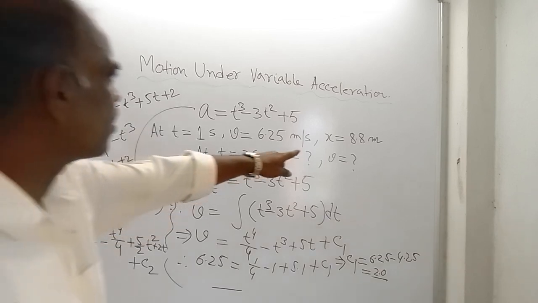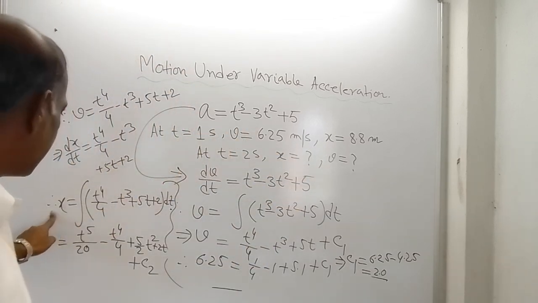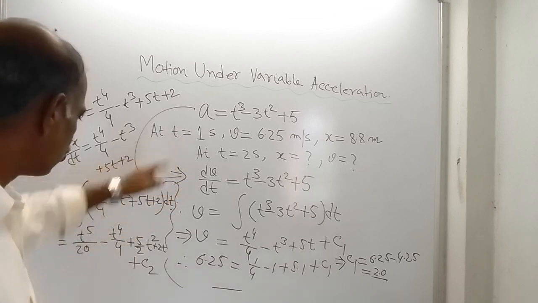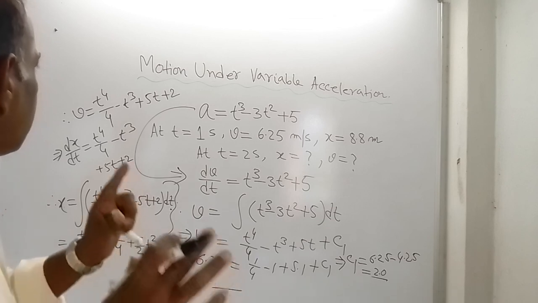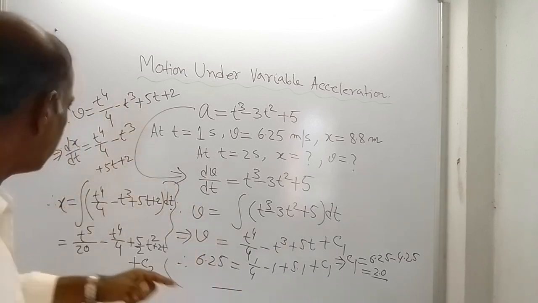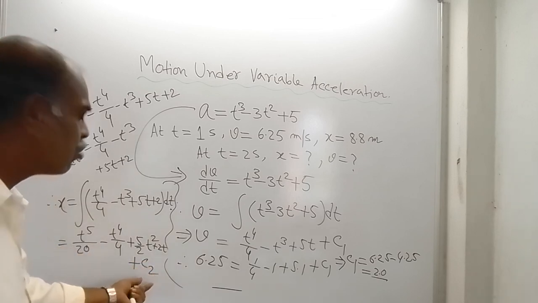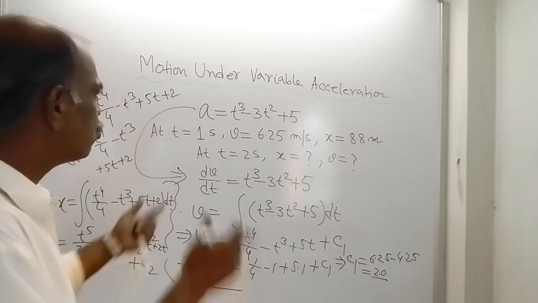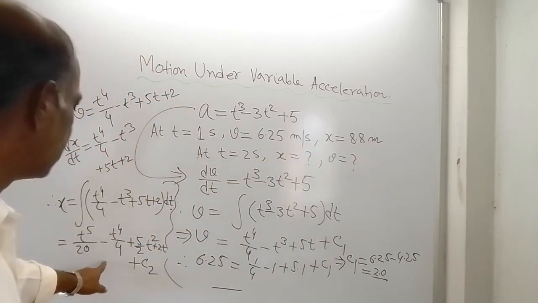Now use this condition. You just put x is equal to 8.8 and t is equal to 1, so you will get the value of C2. Then the expression for v is already known, and the expression for x will be known after knowing the value of C2. You just put x equal to 8.8 and t equal to 1 in this equation.